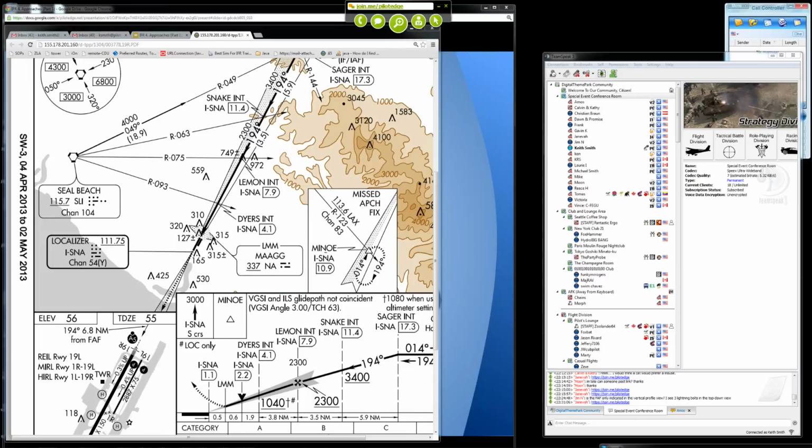Okie dokie. I moved kind of quick, but are there any questions so far on what we have covered before we dive into minimums?